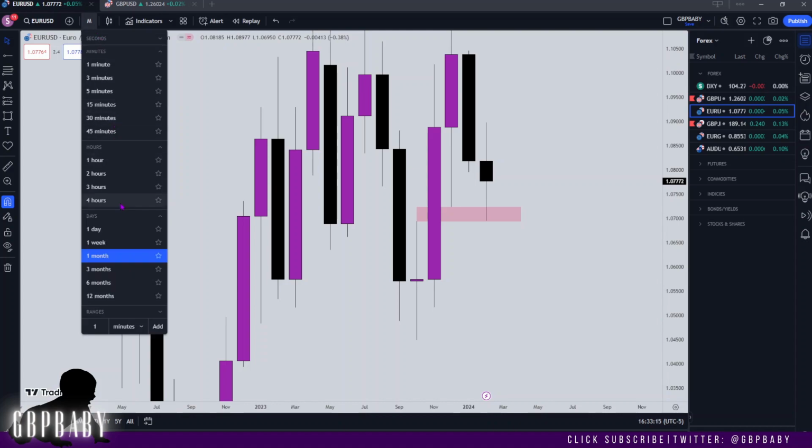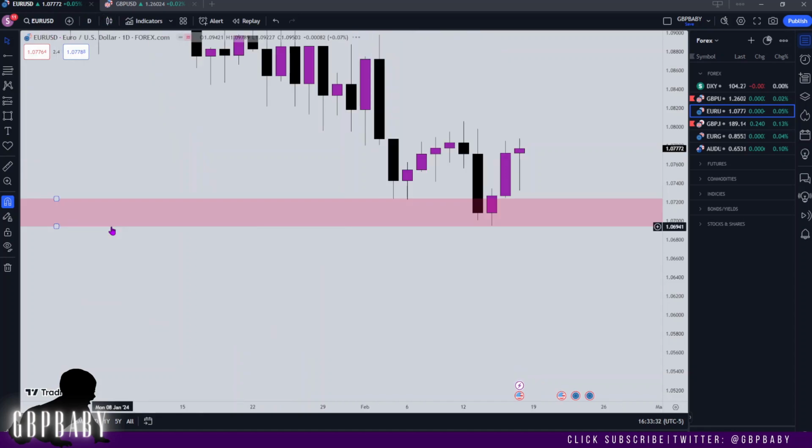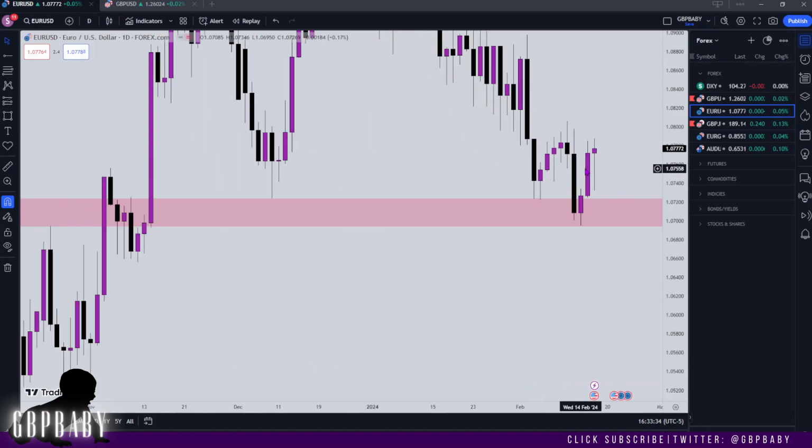So we'll go to the weekly, and what you'll find is last week we traded right down into that fair value gap and traded away from it. This fair value gap is also lined up with this bullish order block as well. So if euro is to continue lower, it's going to need a lot of work to get through areas such as these. Let's go to the daily, and you'll see again the reaction away from euro.